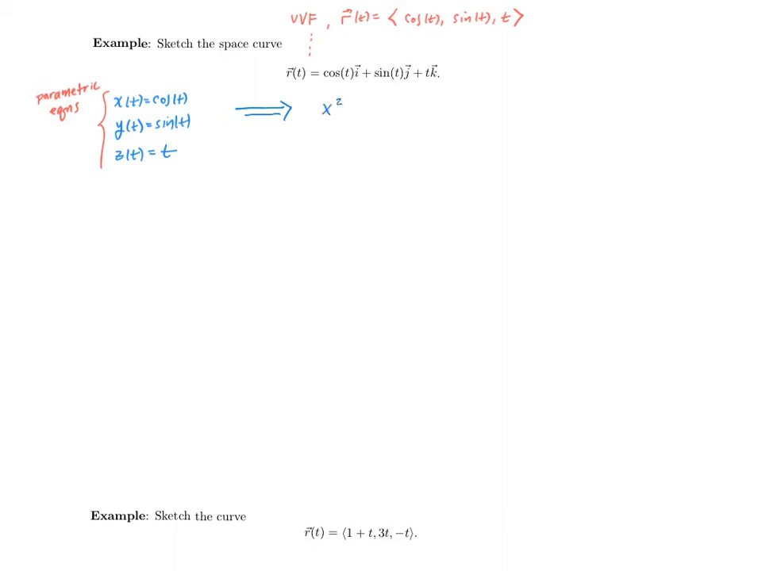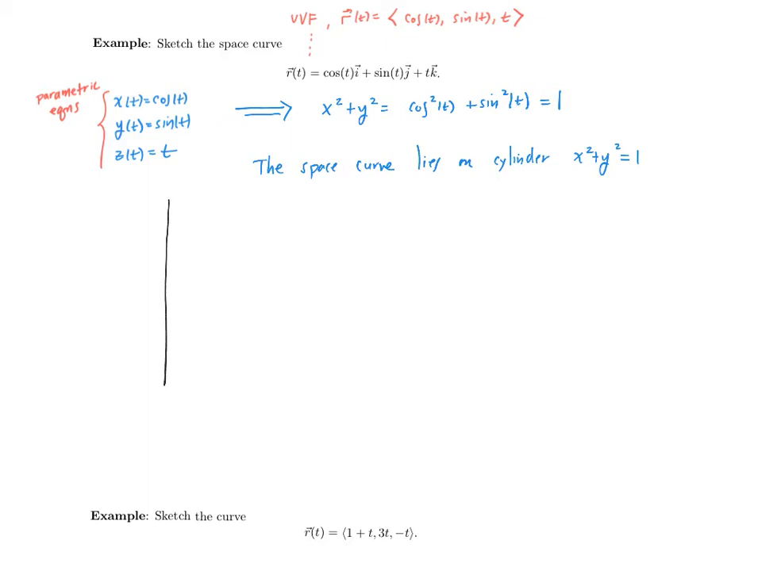Note in this case, x squared plus y squared would be cosine squared plus sine squared, which by the Pythagorean identity is 1. So what that is telling us is that this space curve lies on the cylinder or the surface given by x squared plus y squared equals 1. So right away that gives us an idea or a frame to work with.